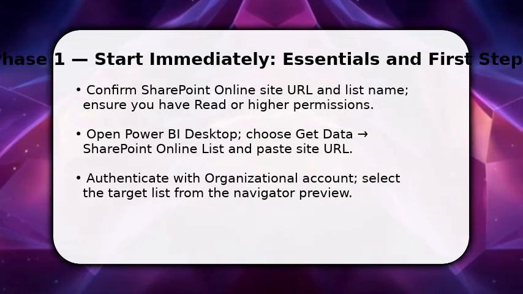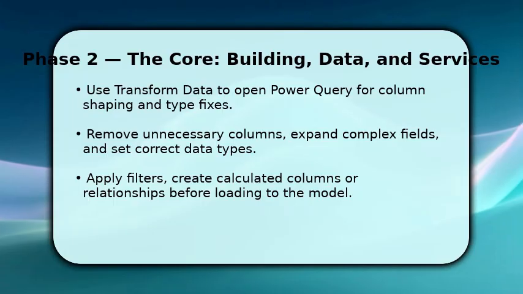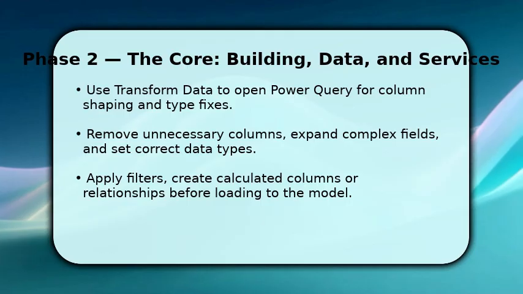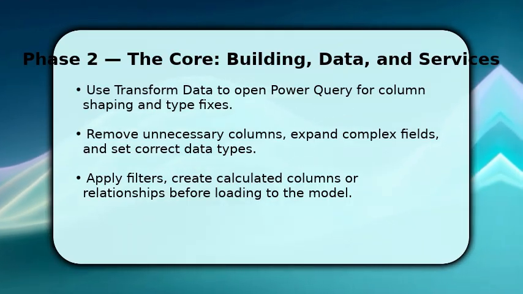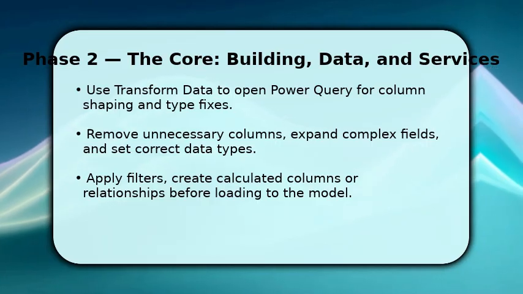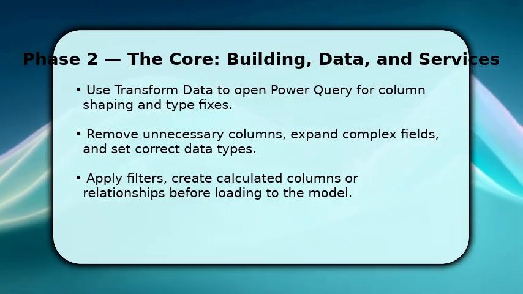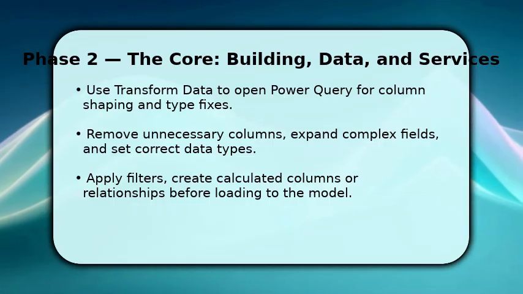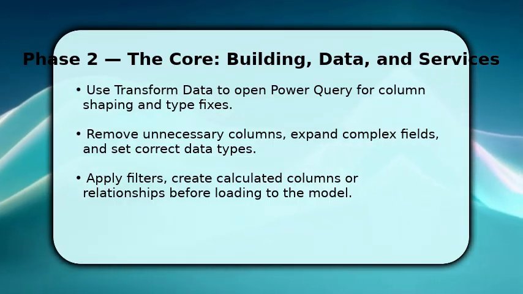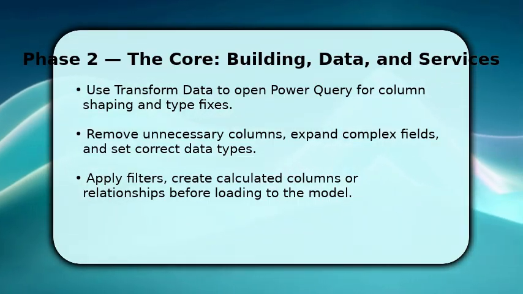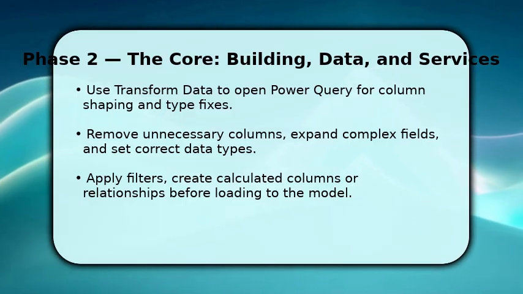After loading the table preview, click Transform Data to open Power Query. This is where you clean and shape the list. Remove unused columns, expand lookup or person columns, and set proper data types so visuals behave predictably. Use filters to limit rows and add calculated columns if you need derived metrics. Make sure to rename columns clearly and consider creating relationships to other tables in the model.